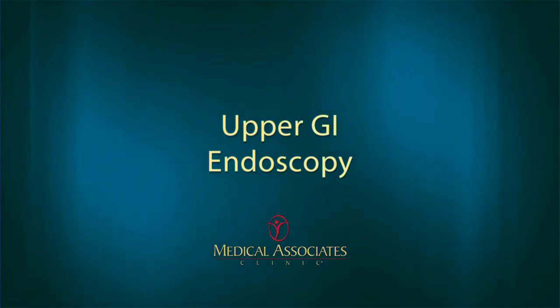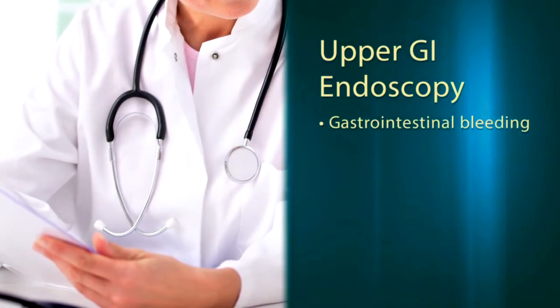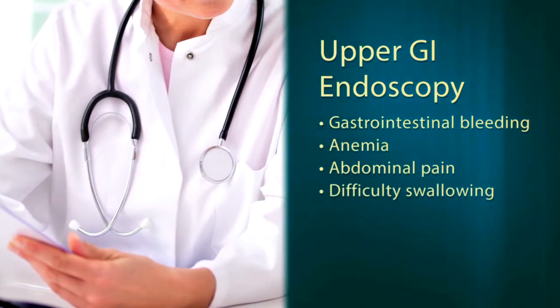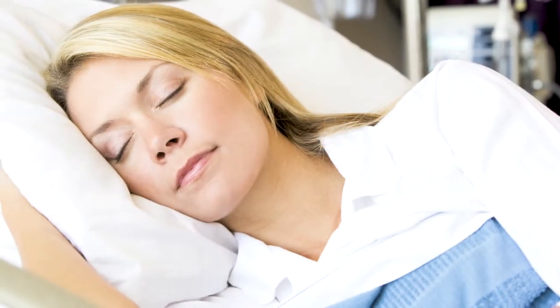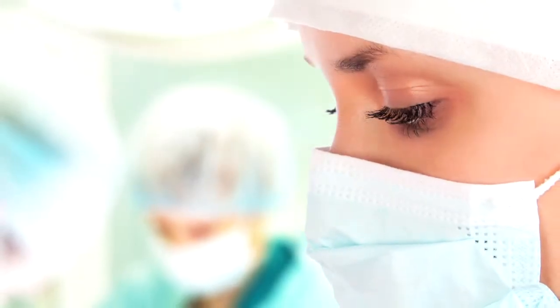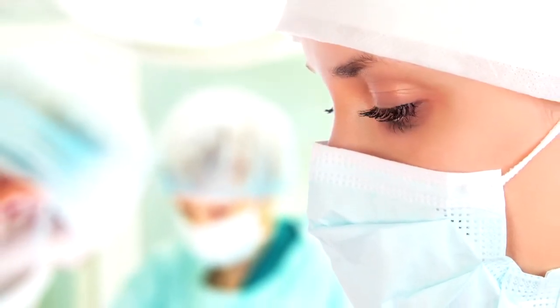A test that we commonly employ is known as upper GI endoscopy. That is a test that evaluates the esophagus, stomach, and the first part of the small intestine. We often do that test for evaluation of things such as gastrointestinal bleeding, anemia, abdominal pain, or difficulty swallowing. When we do the test, the patient is sedated, and once they are sedated sufficiently, we will gently pass what we call a gastroscope through the esophagus and into the stomach and evaluate what is going on.